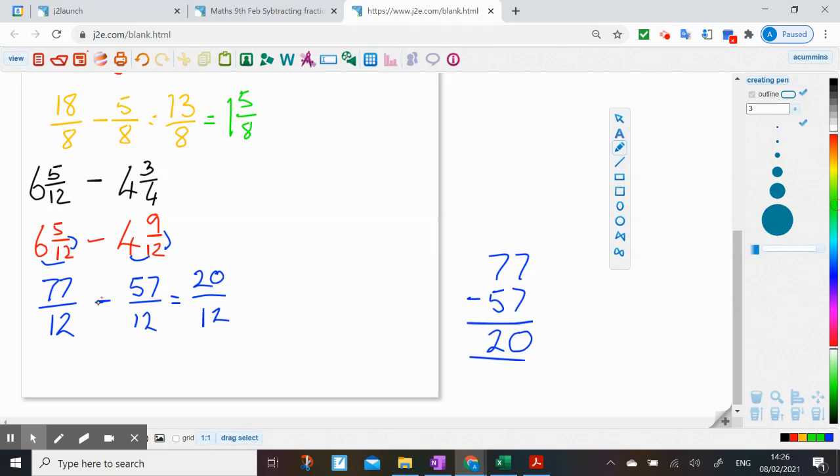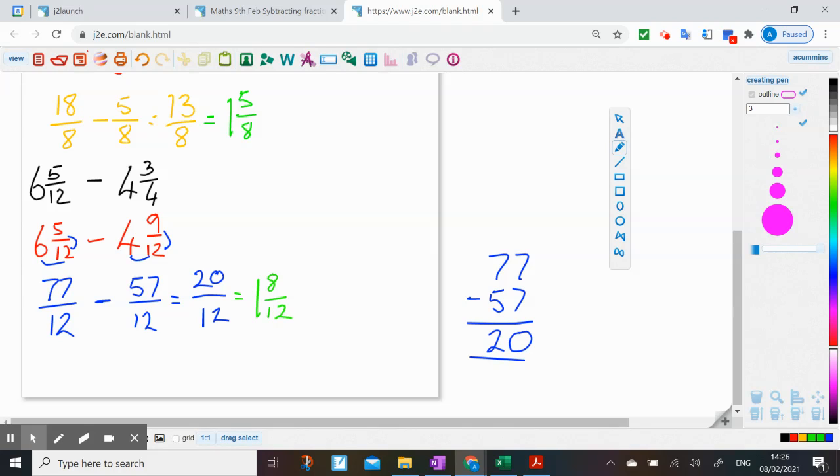That is an improper fraction. So our next job is to convert that back to a mixed number. So 20 divided by 12 will give you one group and a remainder of 8 twelfths. And now the last job is to check that it is as simple as it can be.